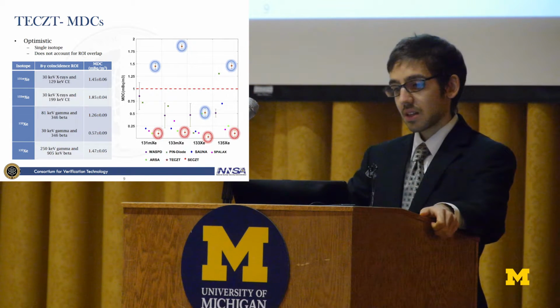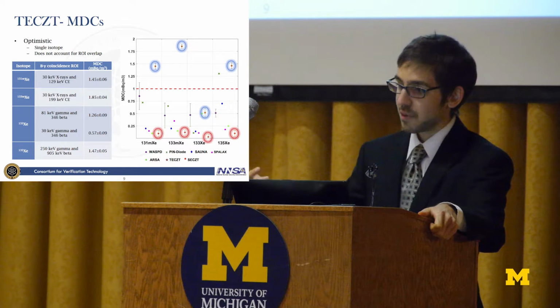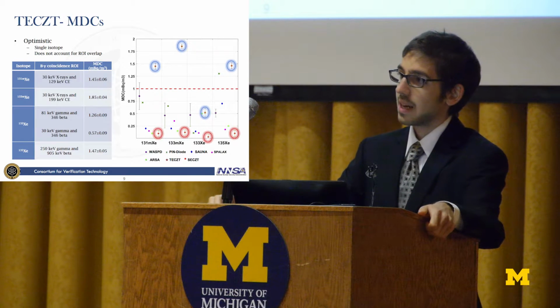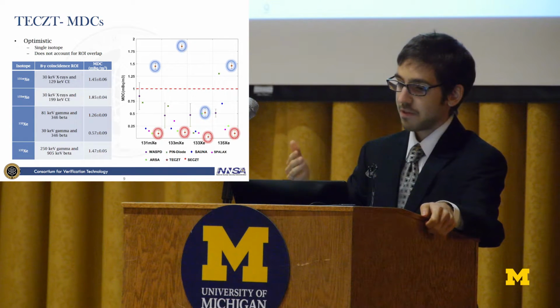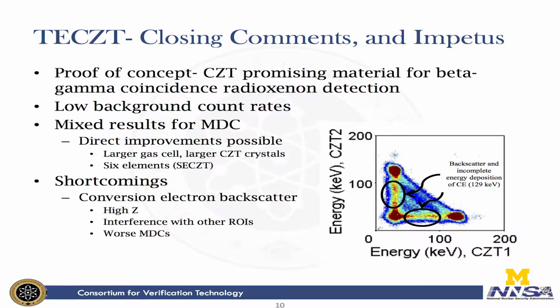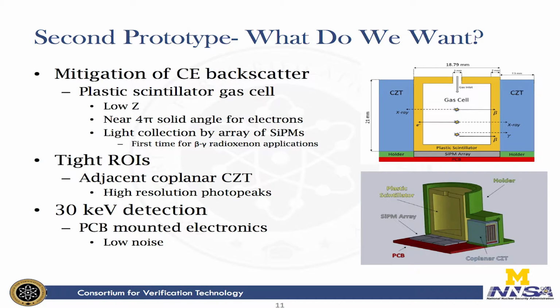However, this is largely because we only have two CZTs. For six CZTs, which are highlighted in red, we took the experimental data and ran simulations, and we found that we got excellent MDC results for a six-CZT system. So, just some closing comments on this prototype. It shows that CZT is a very promising material for beta-gamma coincidence. It produces very low background count rates. We got some mixed results for MDC, but we can improve those results. And we got a few shortcomings due to the conversion electron backscattering, which has inspired us to the new design.